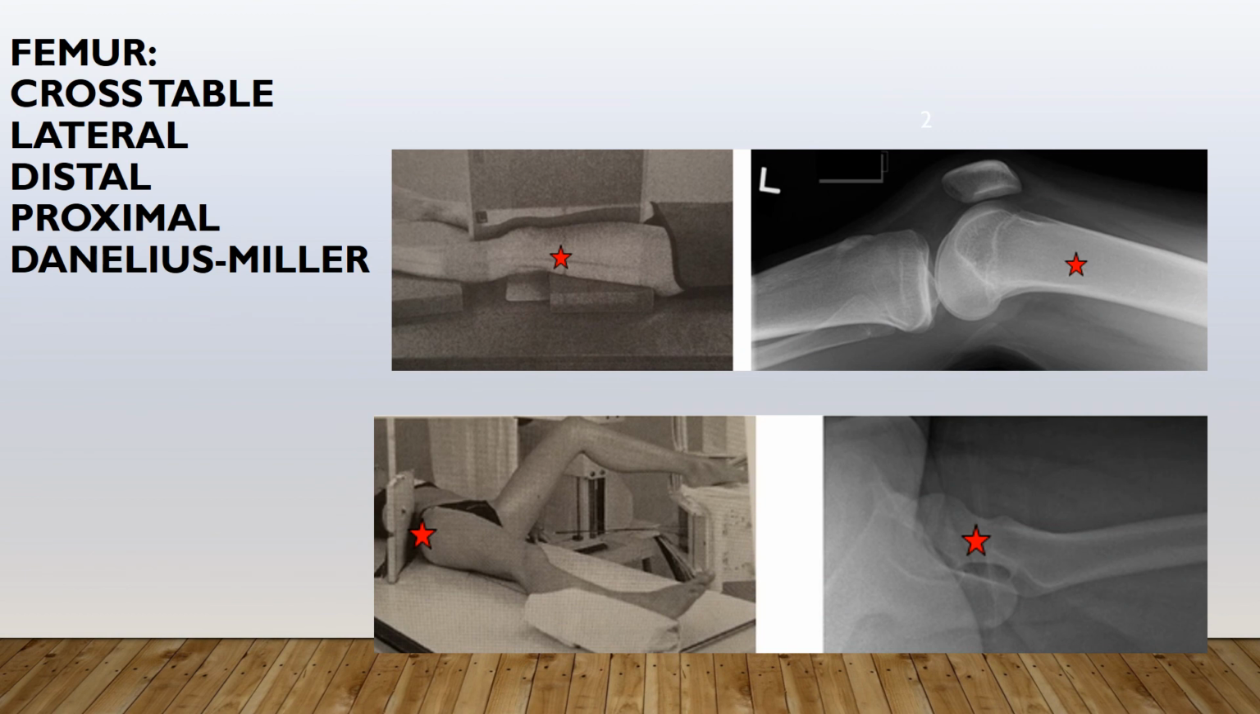Now, if a patient is a trauma, or if the patient appears to have a fracture, or the patient cannot move the affected leg, then we are going to have the patient in for a crossfire lateral. The top images show the distal femur. The bottom images show the proximal femur, which is called a Danelius-Miller method.